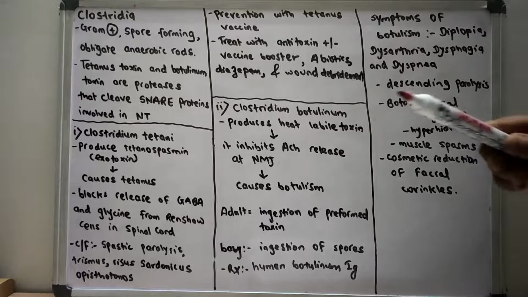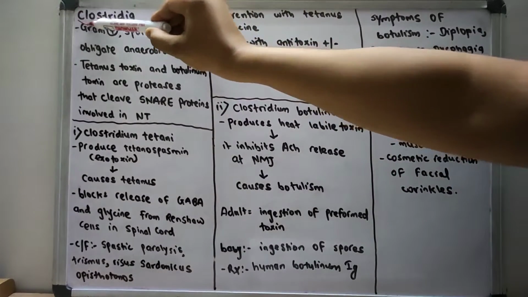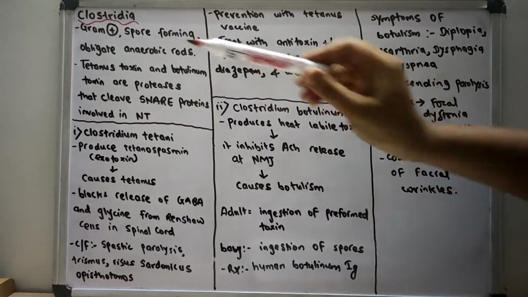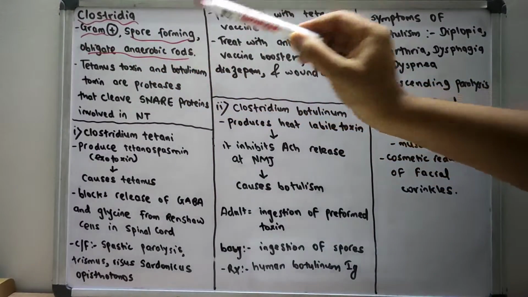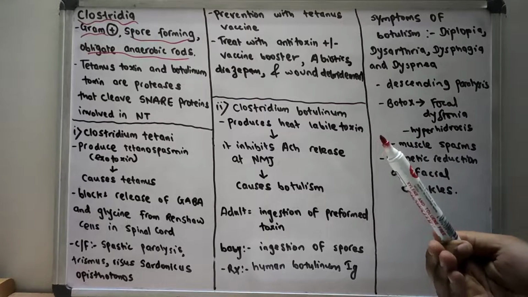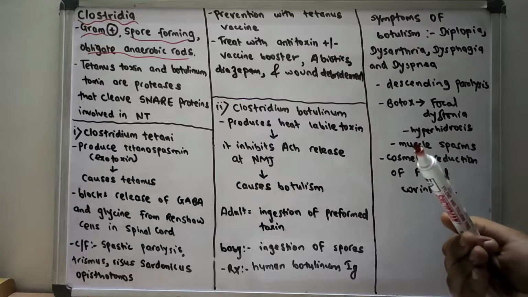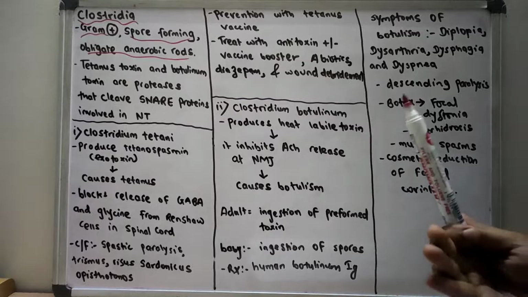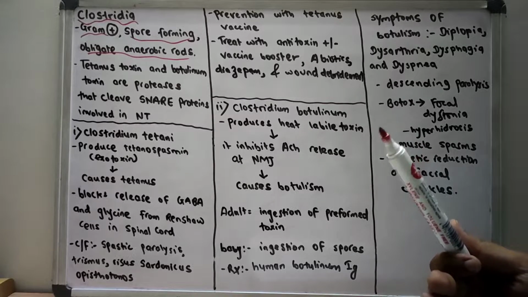Today in this video we'll talk about another gram-positive rod bacteria, that is Clostridia. The Clostridia are gram-positive spore-forming obligate anaerobic rods. Specifically, in the Clostridia there are four organisms that you should know in detail: Clostridium tetani, Clostridium botulinum, Clostridium perfringens, and Clostridium difficile.